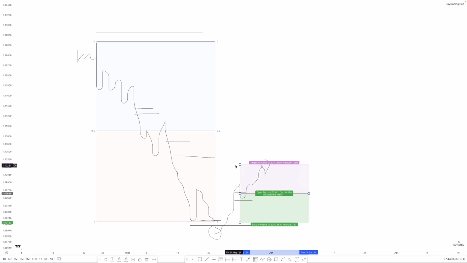This is where we can look to long, and we can target the internal range liquidity, which is this range right here. We can either target that, or we can target this fair value gap. So this is all down to personal preference and what you like as a trader.